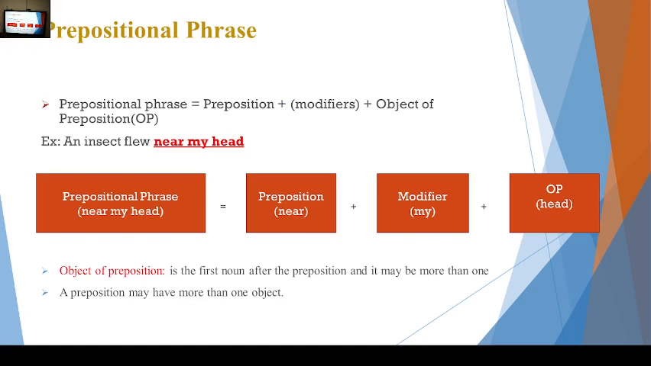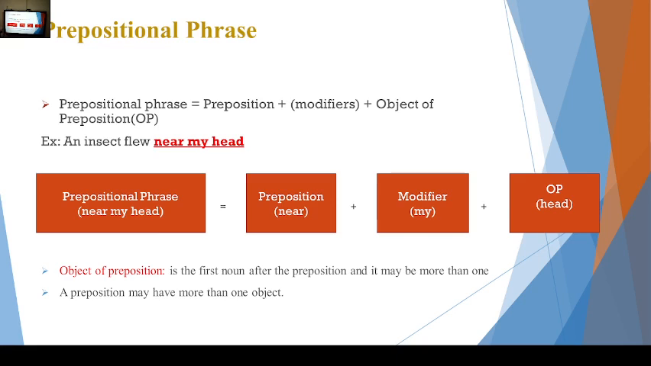Prepositional phrases. A prepositional phrase consists of a preposition, modifiers, and object of preposition. We took this before. When we say an object of preposition, that means it's the first noun after the preposition. And sometimes between the preposition and the object of preposition, you may have some modifiers like articles, like adjectives, etc.